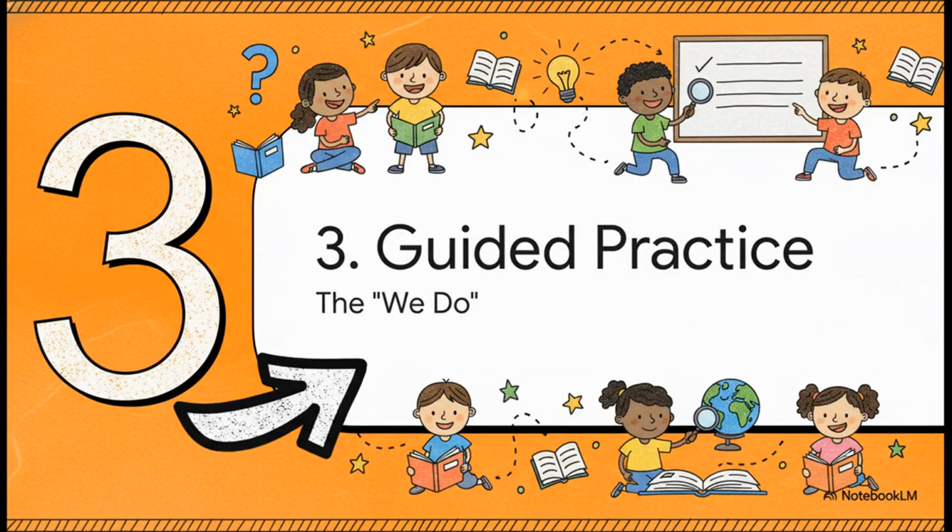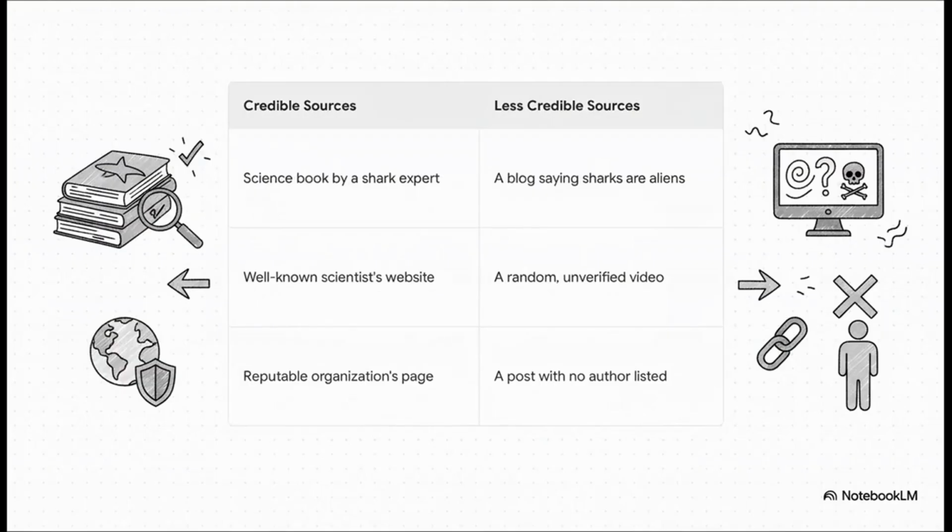All right, you've done the I-do. You've modeled it perfectly. Now it's time to hand over some of that responsibility with the we-do. This is our guided practice phase, where the students get to try it out with you right there as their safety net. A fantastic first activity is to make a class anchor chart. Just draw a big T-chart and work together to sort different sources into credible and less credible piles. This gets that crucial conversation started about why a science book by an expert has more weight than, say, a random blog post claiming sharks are aliens.